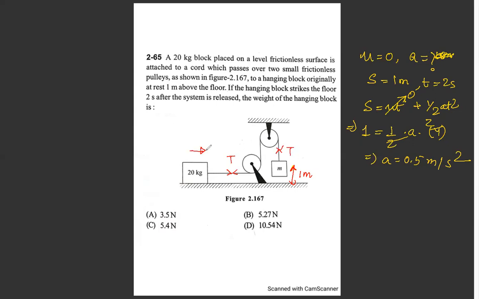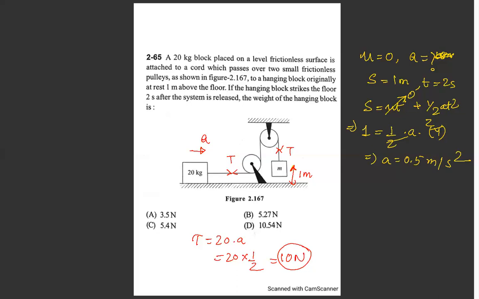For this block also, acceleration is 0.5 because of the constant motion. The same string is attached to both the blocks. So we can write the tension here is equal to 20 times A. So 20 into 1 by 2. So we got the value of tension equal to 10 Newton.